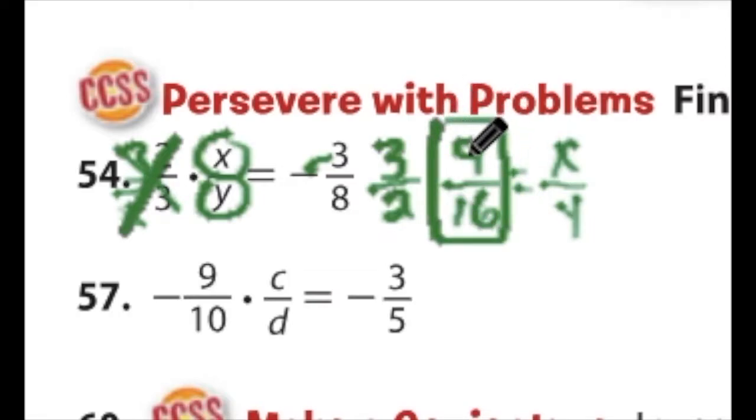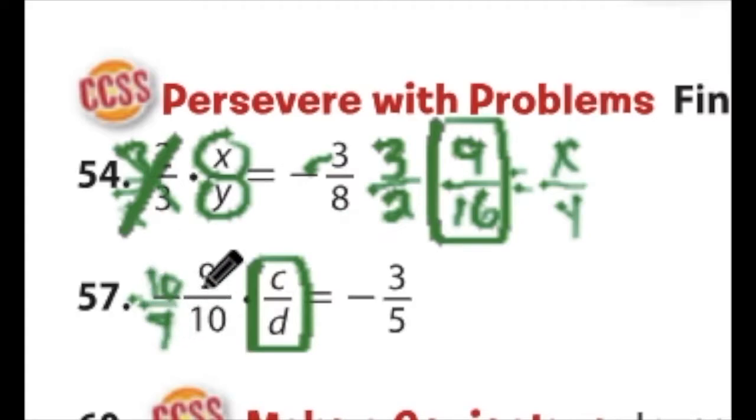Let's try that process again with 57. I want to isolate C and D, so I need to get rid of the 9/10 in front of it by multiplying by -10 over 9. And it really doesn't matter where I put the negative sign here because I'm going to cancel them out anyway. 9's and 10's cancel out. But when I multiply by it on the right hand side, I'm going to put it with the numerator, so I'll put -10 over 9.